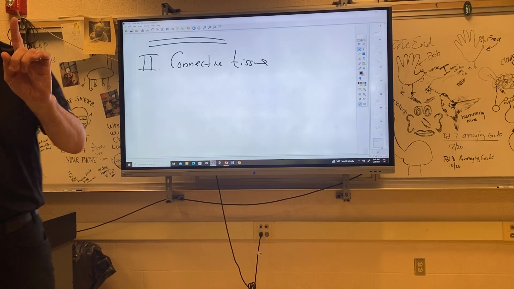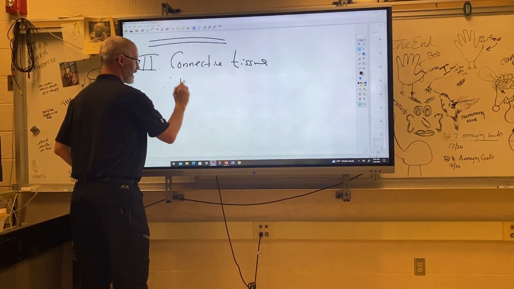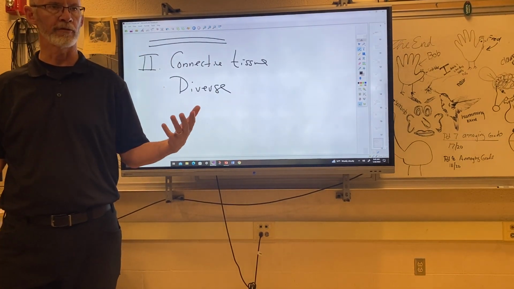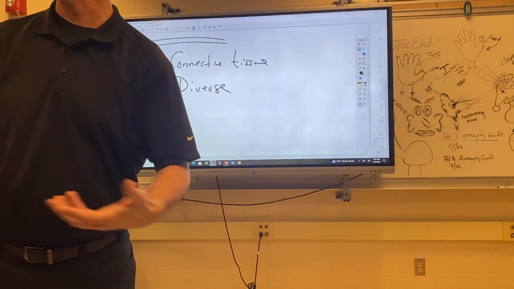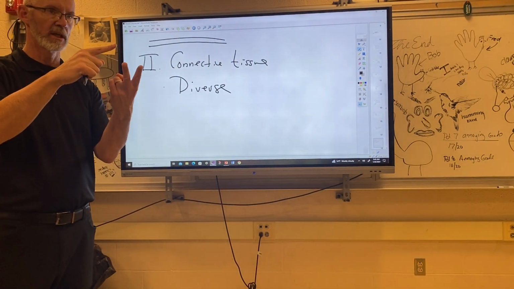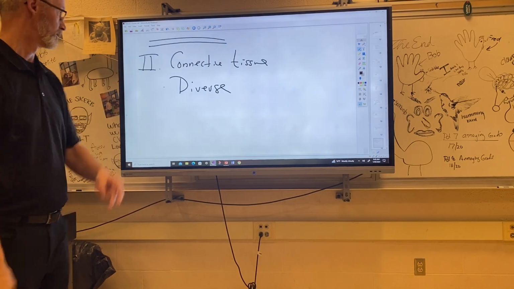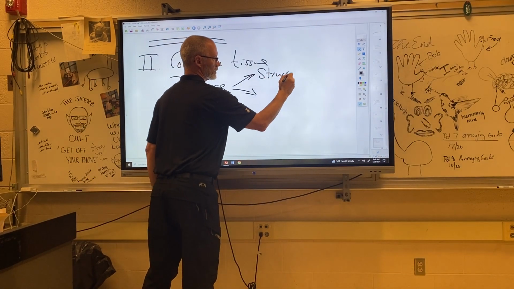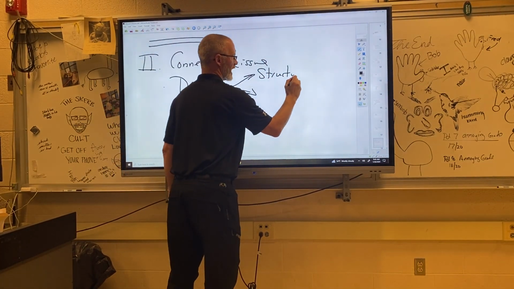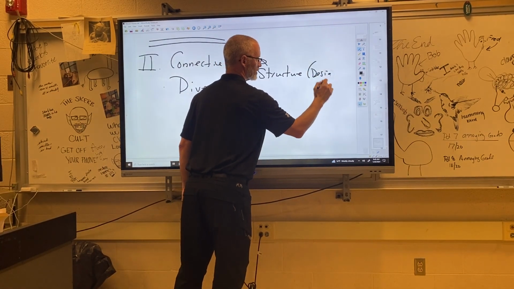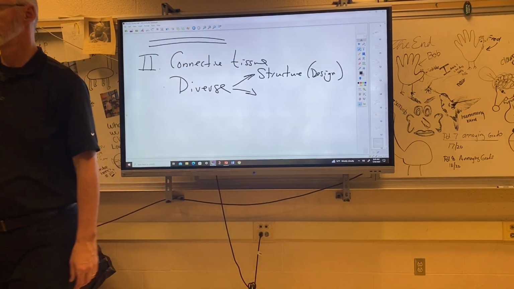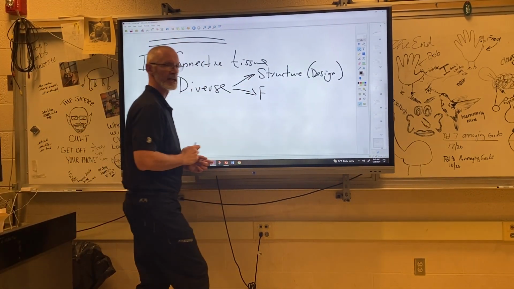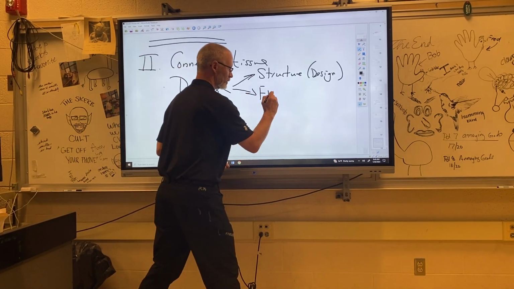Now I like this one because it is incredibly diverse. It's almost like it's the garbage category for every single connective tissue that doesn't fit into the other categories: muscular, nervous, and epithelial. Now, how is it diverse? Watch this. Not just structure, or maybe a better word is design, how it's constructed. Super diverse. And because of that, we also have diversity in the F word. Be careful. Function.